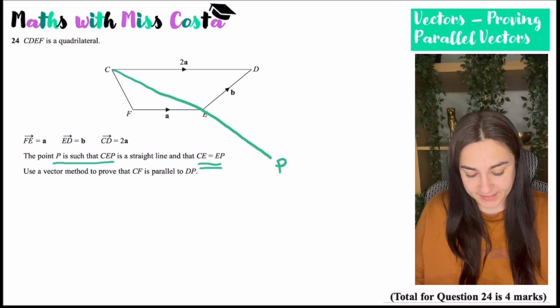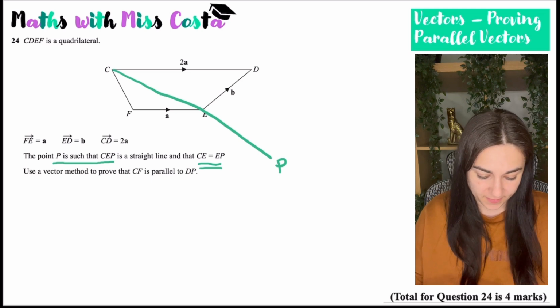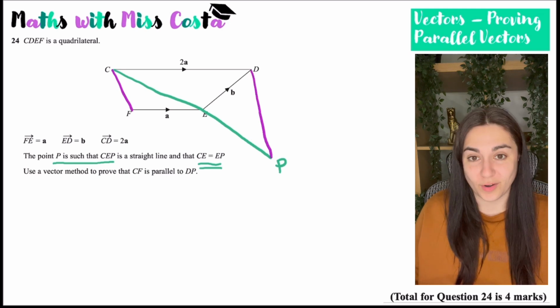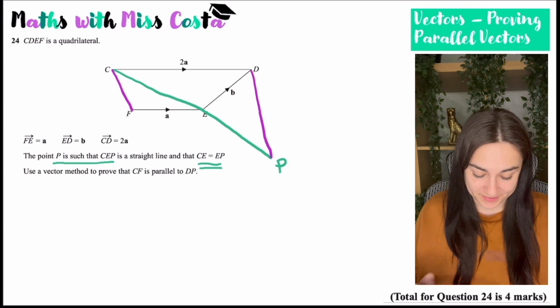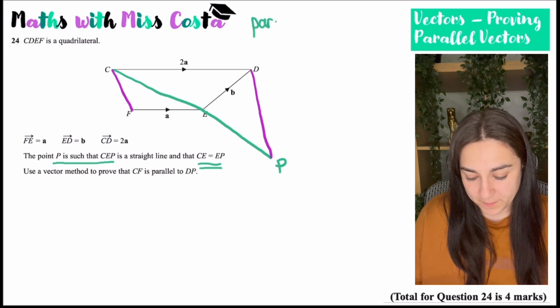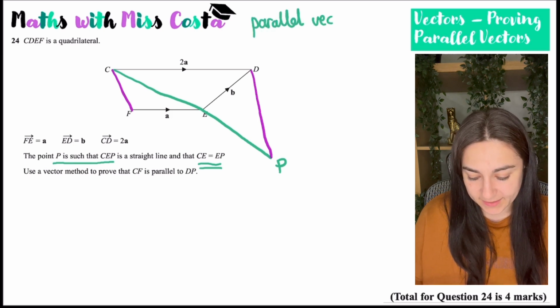And I need to use a vector method to prove that CF, so this line here, is parallel to DP. Obviously, this is not drawn to scale, which is why they don't look parallel. Now, the key thing is to remember that parallel vectors are multiples of one another.